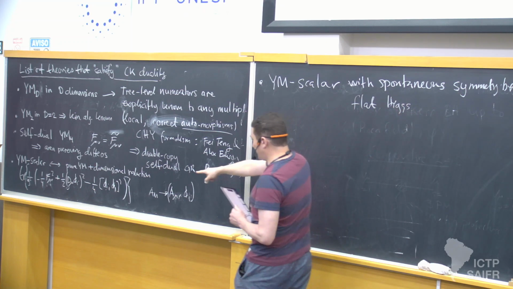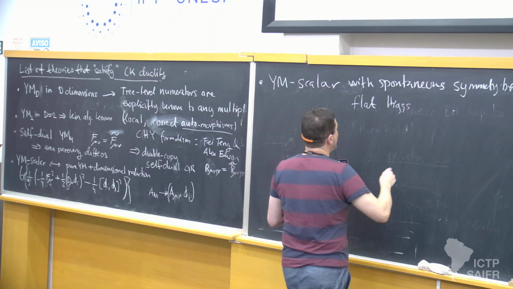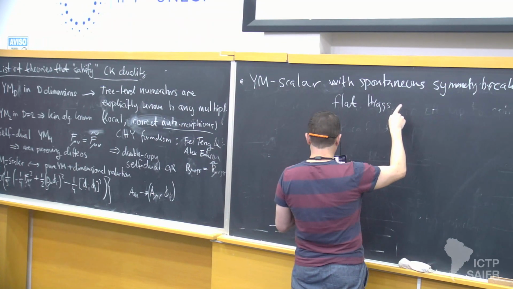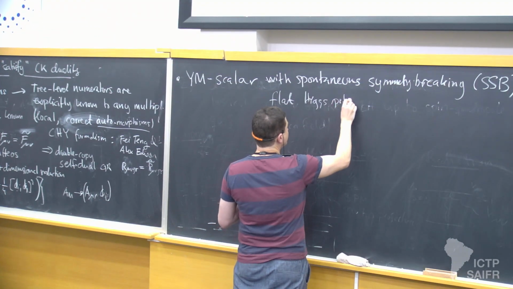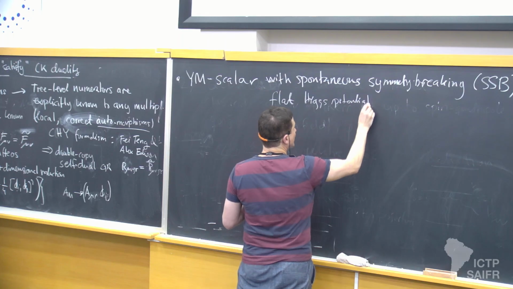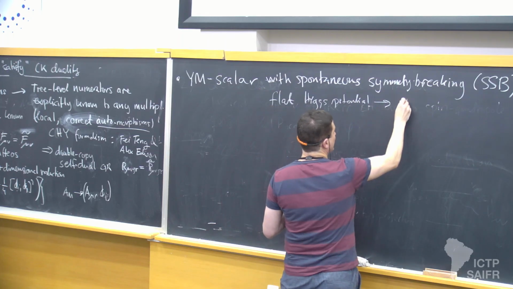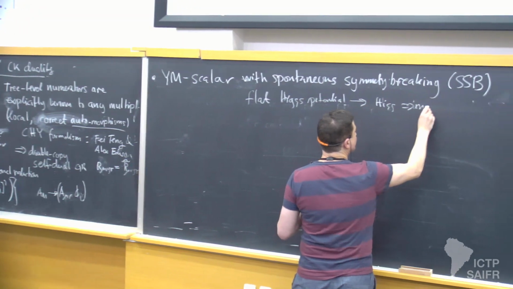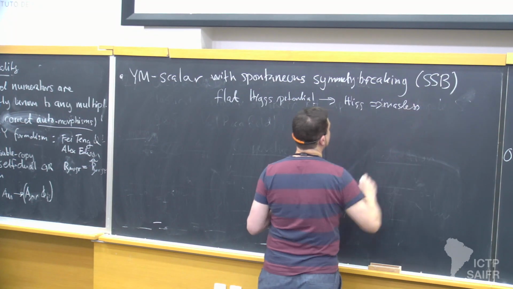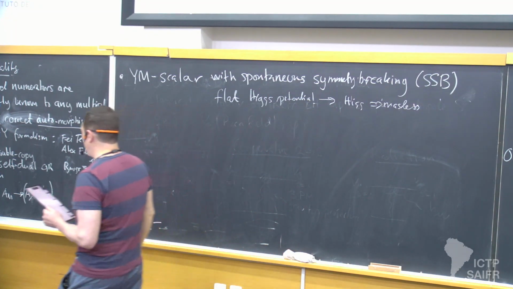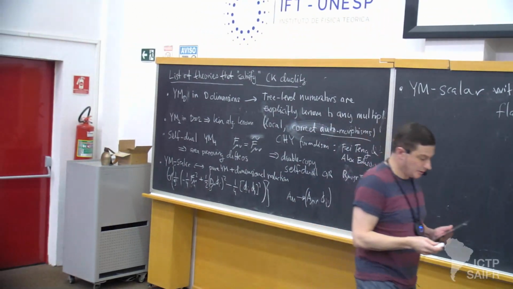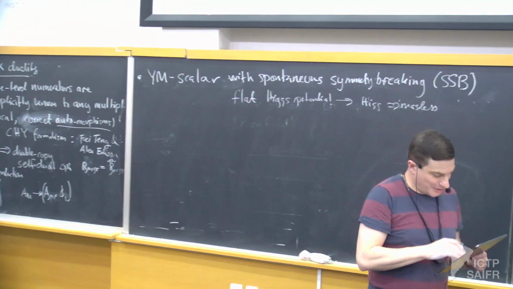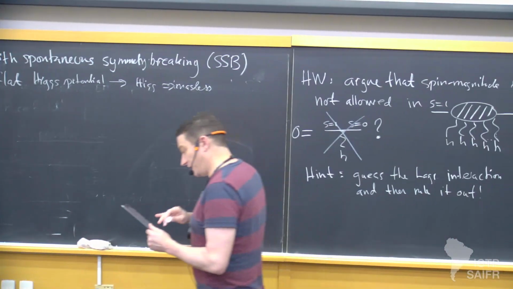Well, this potential is not flat, but you basically have many flat directions. And this basically means that the Higgs is massless, unlike what we are used to from the standard model. I'm just saying that because I don't want to give the false impression that we're actually doing the standard model here.